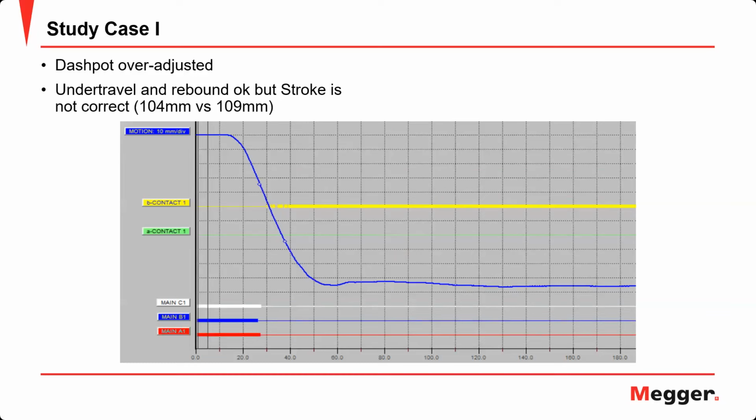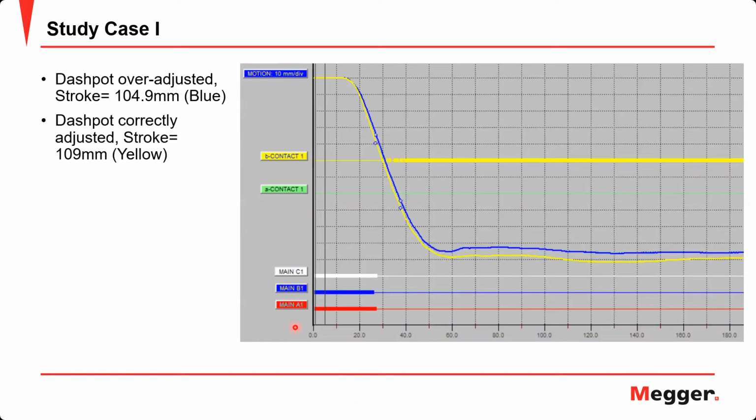The dashpot was adjusted, and they did the motion test again, and you can see here there is not that big of a rebound. But when they measured the stroke, it's not according to the specification. I have 104 versus 109 millimeters. So the dashpot was over-adjusted, let's say.